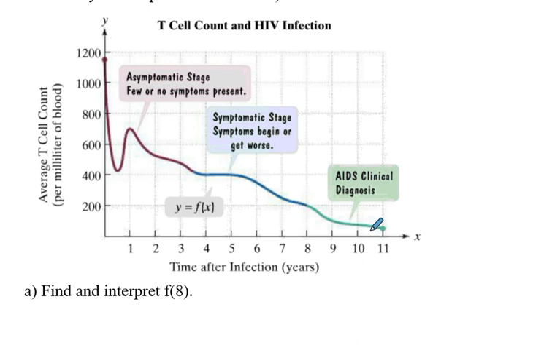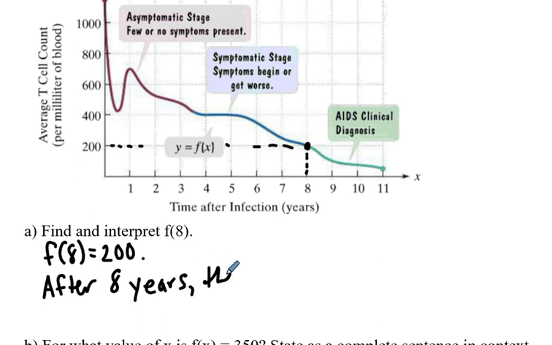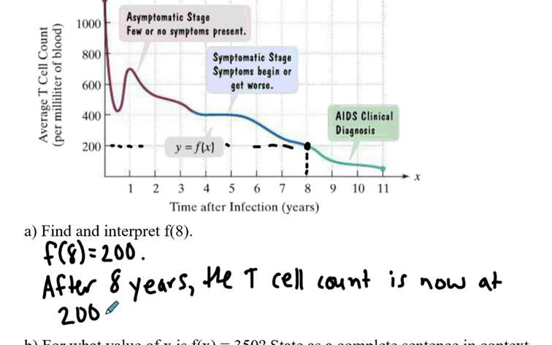So the first question is asking us to find and interpret f of 8. So they're asking when the x value is 8, what is your y value? Well, that's the point right here. I see when x is 8, my y value is 200. So it's f of 8 equals 200, but now they're asking me to interpret. So it would be this. 8 is years. So after 8 years, the T cell count is now at 200. This is per milliliters of blood.